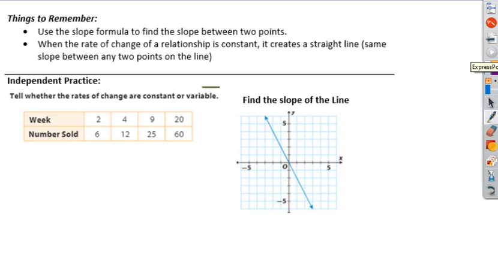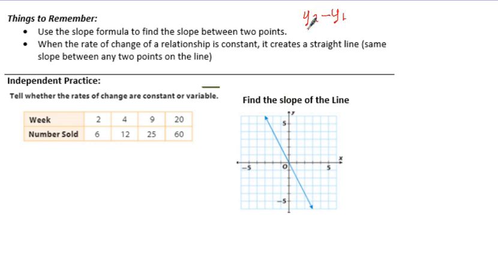So things to remember, use the slope formula to find the slope between 2 points. That's that y minus y, right? It was y2 minus y1 over x2 minus x1. When the rate of change of a relationship is constant, it creates a straight line, same slope between any 2 points on the line. So that's why it becomes constant, because the slope from one point to the next is the same. And so that's what creates a straight line. So anytime you have a straight line, you're going to have a constant slope or rate of change.